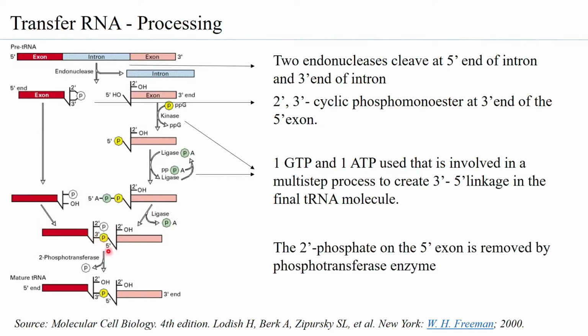Now the only last thing that has to be done is this phosphate has to be removed. So that is removed by what is called the 2' phosphotransferase. And so finally what you have is a mature tRNA with the 5' exon bound to the 3' exon.